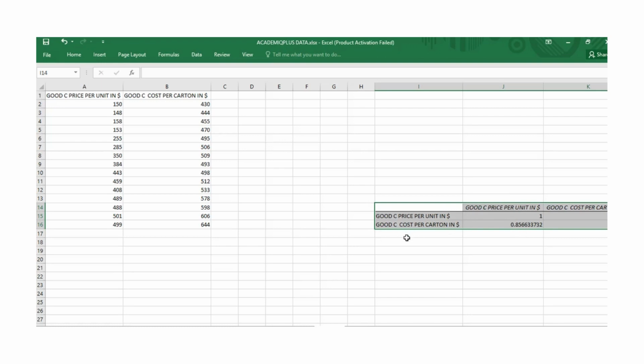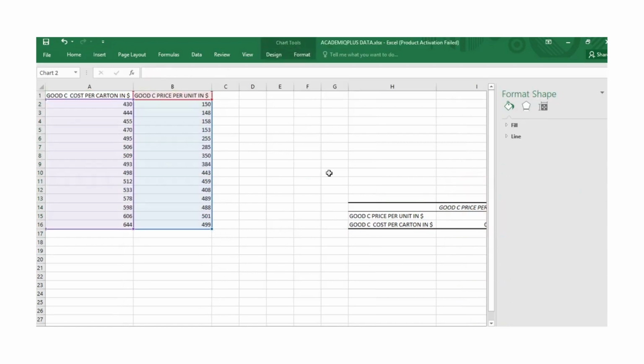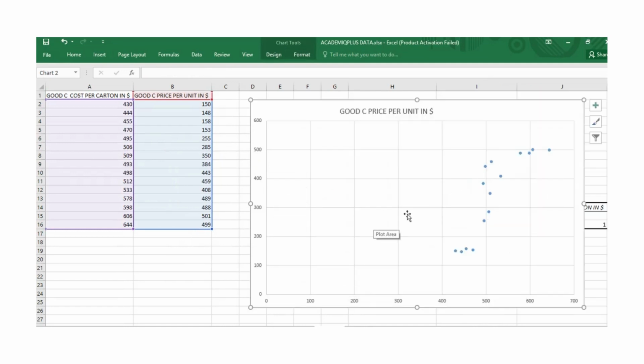So there's a positive relationship. The higher the cost of good C per carton in dollars, the higher the unit price of good C. So there's a positive relationship, and it's quite high, 0.86. Let's check the scatter diagram. Click the data, go to insert, click, alright, and you can see it shows a direct relationship. It is a direct relationship, although not perfectly linear, and it's quite high, 0.86.